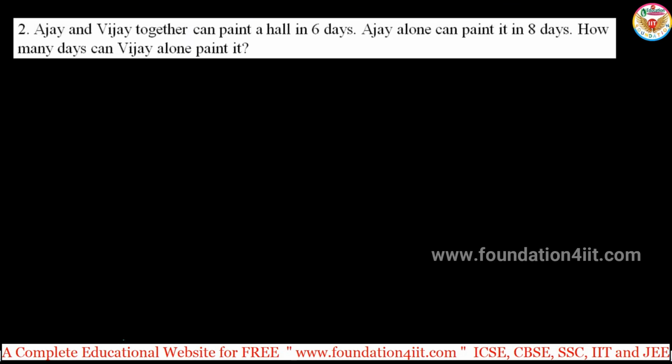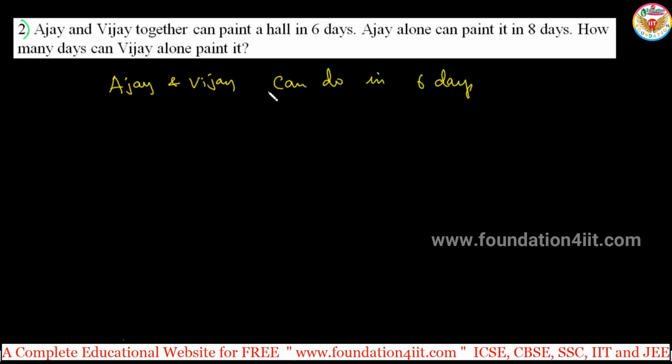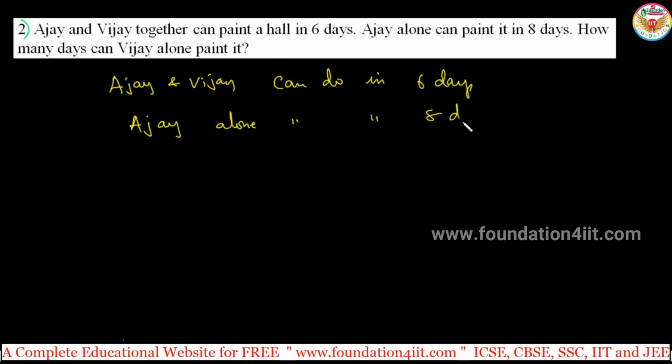Okay, here's the question. Ajay and Vijay together can paint a hall in 6 days. Ajay alone can paint it in 8 days. How many days will Vijay alone take to paint it? So it's about two persons whose together capacity is given. In this problem, Ajay and Vijay together can do it in 6 days. Only Ajay alone can do it in 8 days.